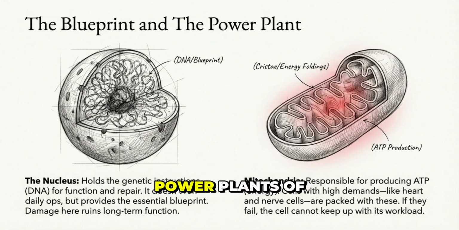Mitochondria are the power plants of the cell. Their job is to produce energy in the form of ATP. Cells with high energy demand, like muscle cells and nerve cells, have large numbers of mitochondria. When mitochondria fail, energy production drops, and the cell can no longer keep up with its workload.